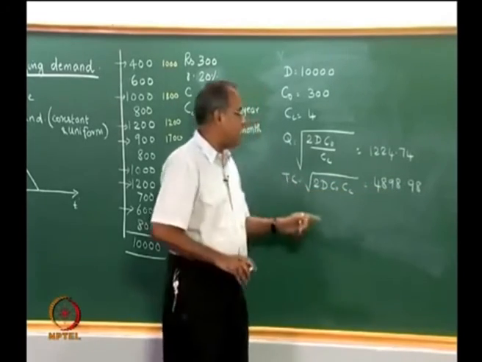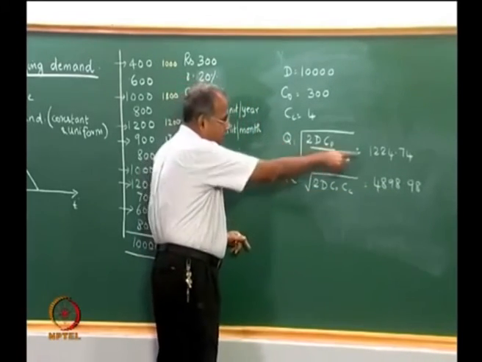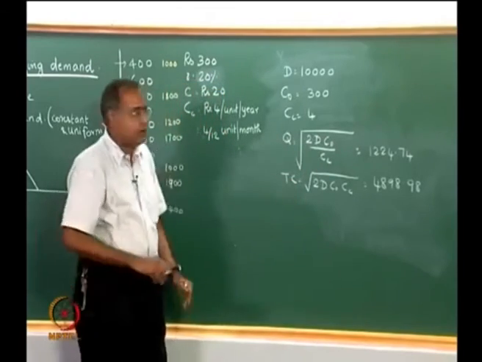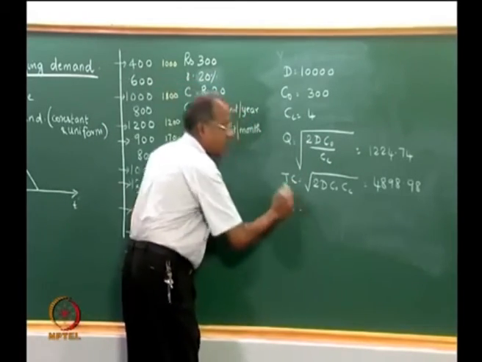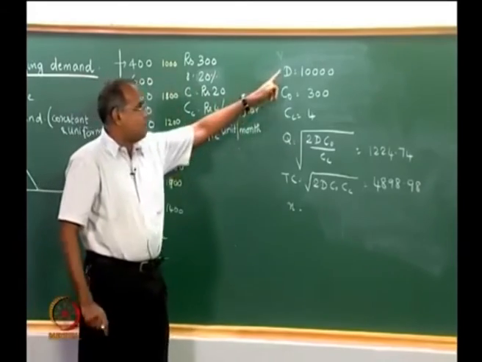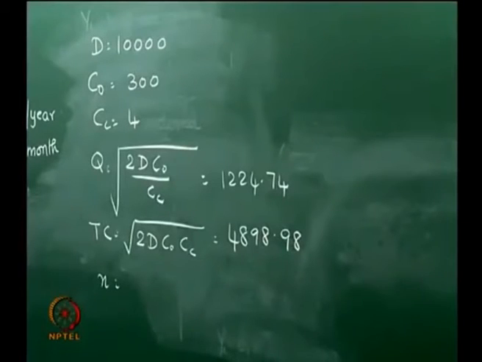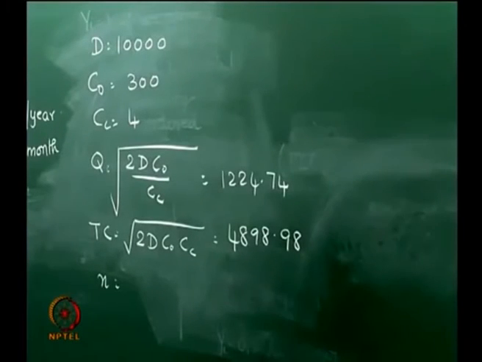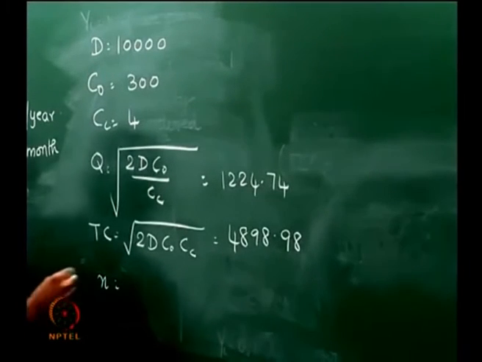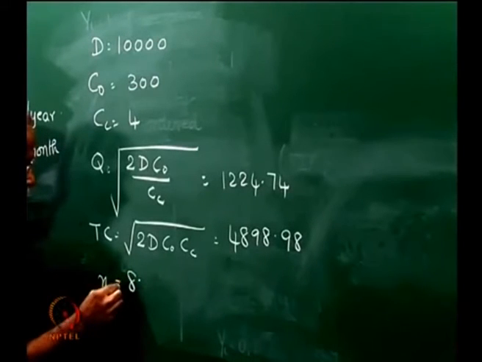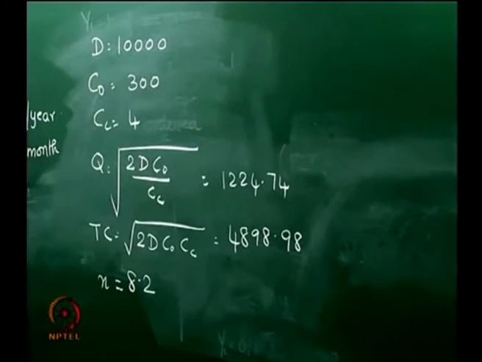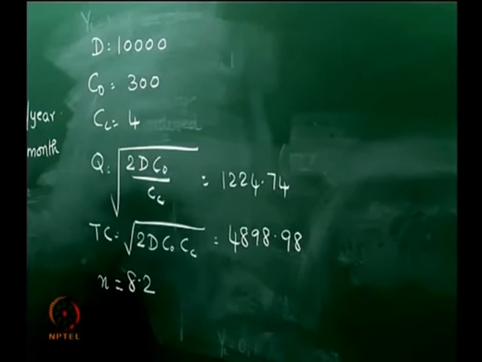Now to do that, let us go back and find out if the order quantity is 1224.74, then the number of orders per year n will be 10,000 divided by 1224.74, and we quickly compute that to be 8.2. So let us call it 8.2 orders, actually 8.17, let us call it 8.2 orders. Now there are going to be 8.2 orders over 12 months.